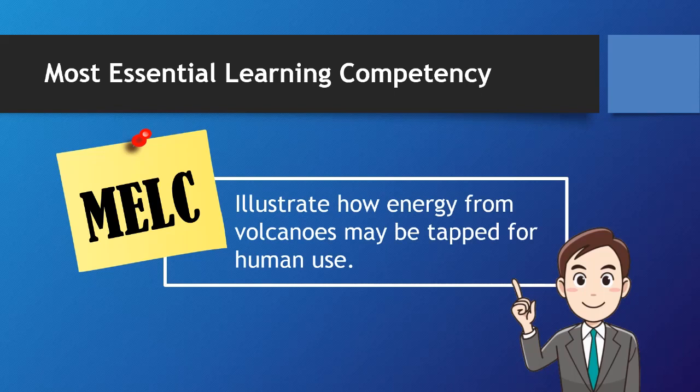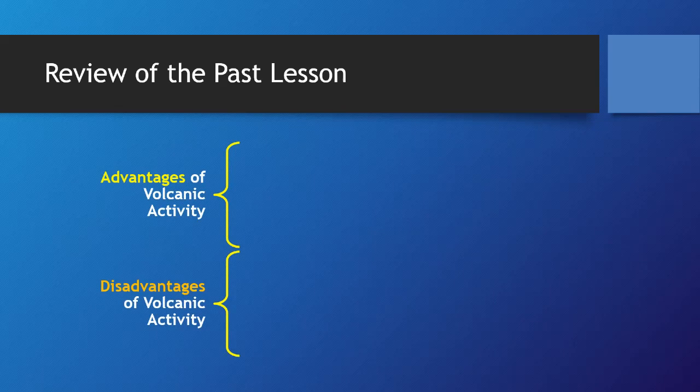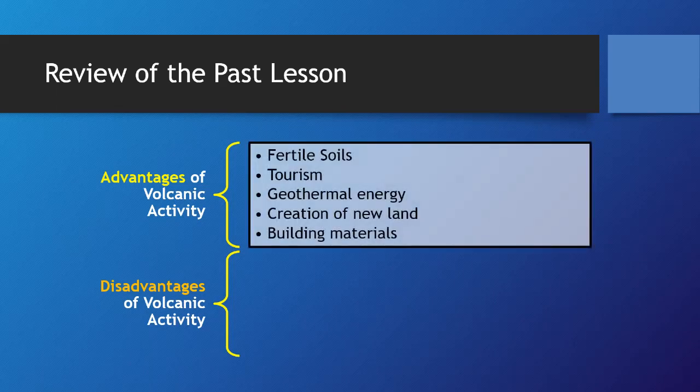So as we all know, this is the continuation of our previous lesson. Let us first have a short review of the past lesson. Last time we talked about the advantages of volcanic activity. Also, we discussed the disadvantages of volcanic activity. Now, let's go back. What are the different advantages of volcanic activity? These are fertile soil, tourism, geothermal energy, creation of new land, and of course, building materials.